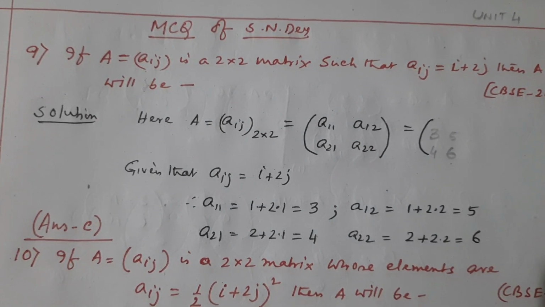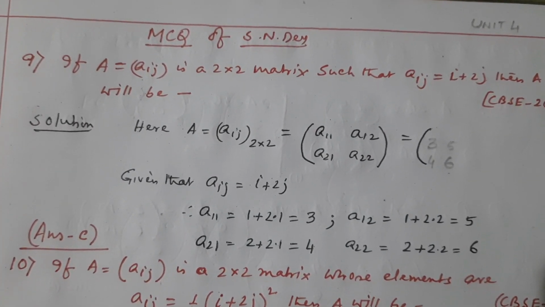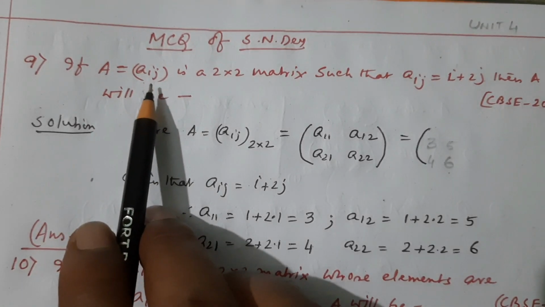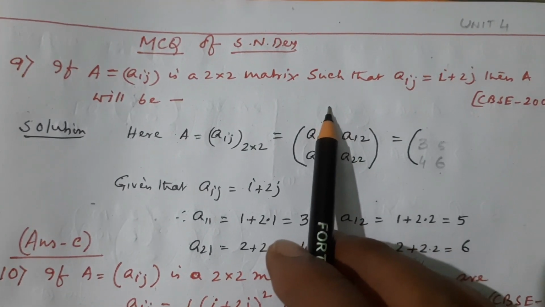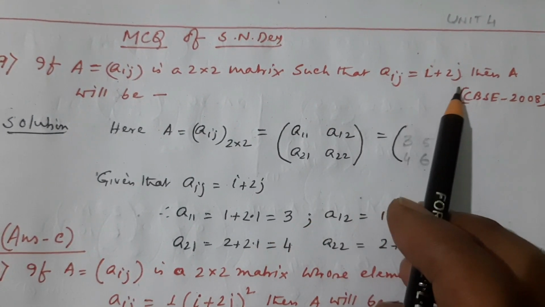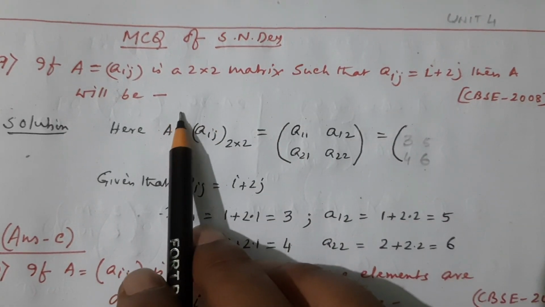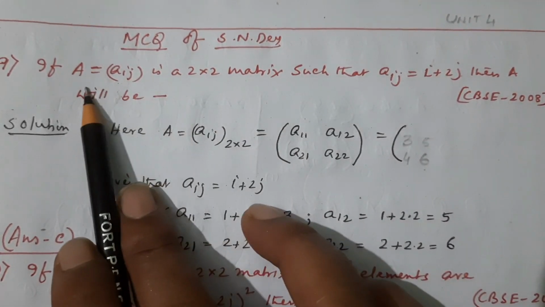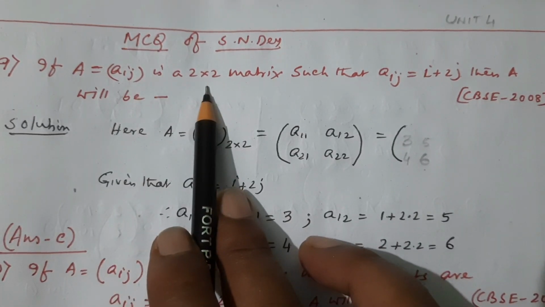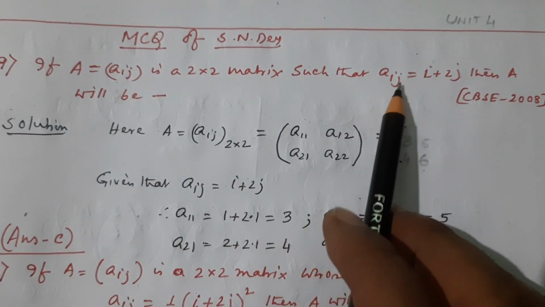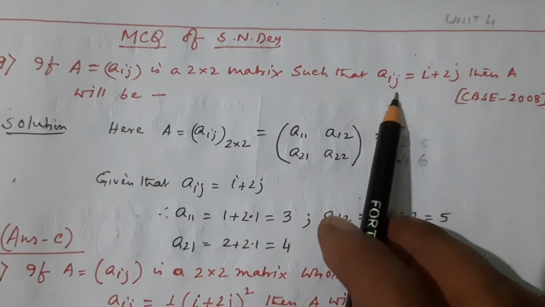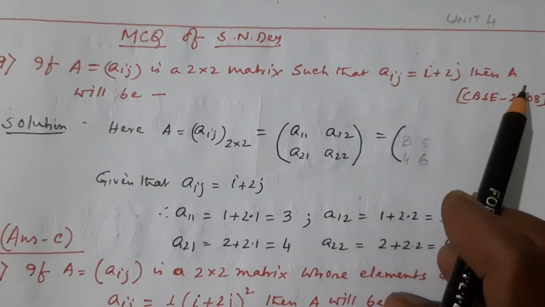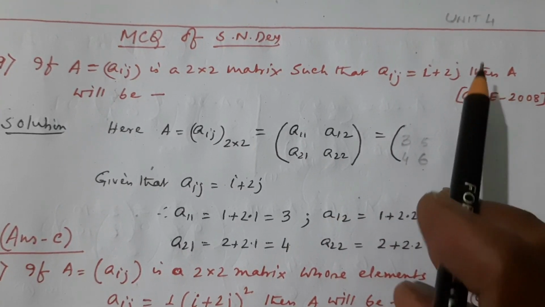Let us see. If A equals Aij is a 2 cross 2 matrix such that Aij equals i plus 2j, then A will be. That is, A is a 2 cross 2 matrix, where each element, denoted as Aij, follows the relation i plus 2j. Then evaluate the matrix A.